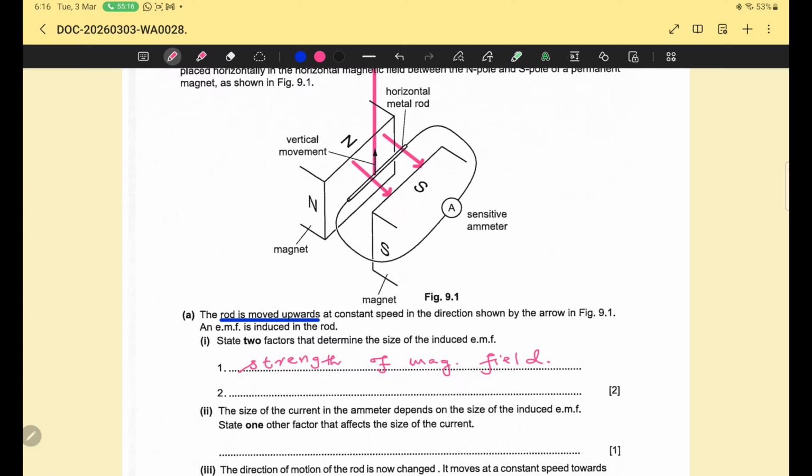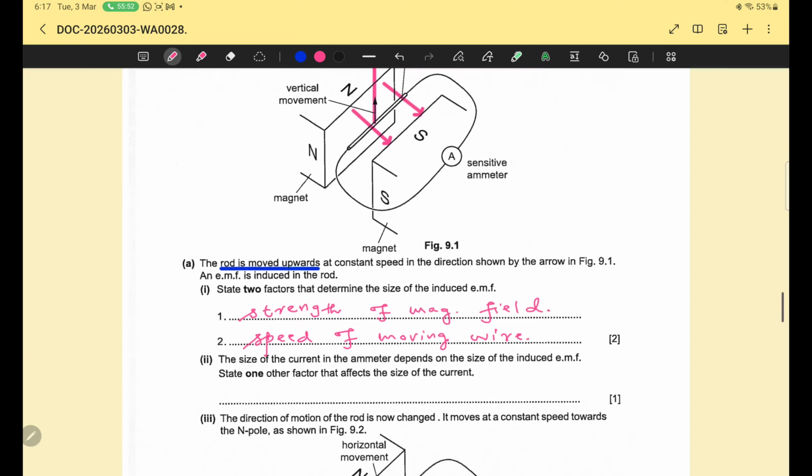Number two, this induced EMF is produced due to the movement of the wire, so the speed of the moving wire is important. If the wire is moving at fast speed, greater EMF is produced. If the rod is moving slow, then less EMF is produced. So induced EMF depends upon the speed of the moving wire. These are the two factors which I have explained.